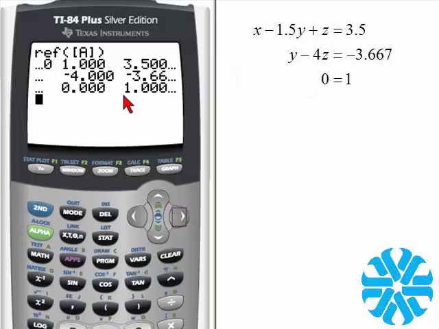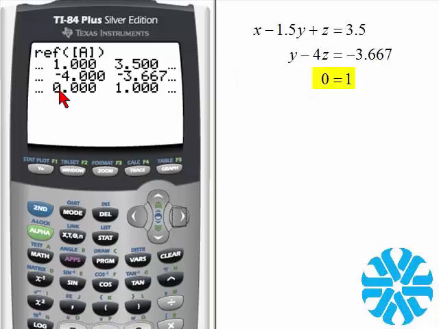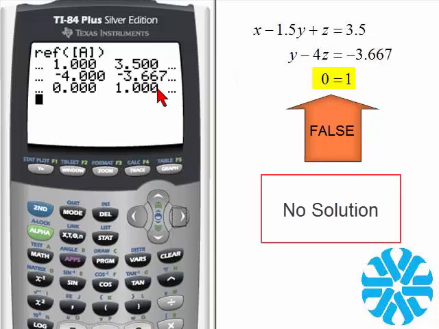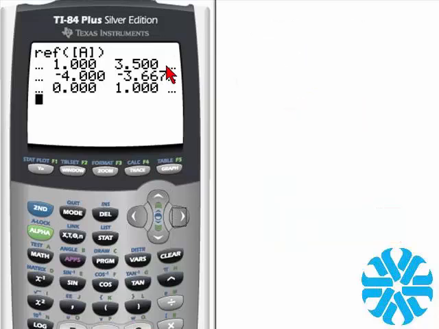equals 1. So when we have 0 is equal to 1, that's inconsistent. It doesn't make sense. How could 0 equal 1? Well, it doesn't. So therefore, this tells you that there are no solutions for this particular system of equations. So you would just write down no solution. Okay, so our first example had one solution. The second example had no solution. And now when we go to example number 3, this will have infinitely many solutions.